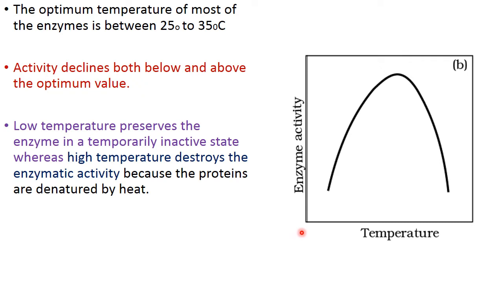So this is a graph that we show, one side is the enzyme activity and the other side is the temperature. So with the increase in the temperature, enzyme activity will increase and it is maximum where? At the optimum temperature. So what is the optimum temperature? The temperature at which the enzyme activity is at its best. But if we either decrease or increase the temperature, the activity is going to decline.